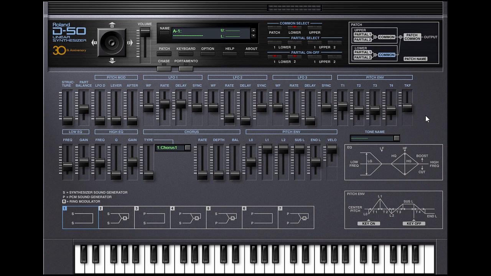I forgot to talk about TKF. TKF means that the timing is affected by the keyboard. For example, lower notes are slower and higher notes are faster. If I go from the lower notes into the faster ones, we can see that the tempo is changed. Let's reduce this one again and increase it. You can see the drastic effect.